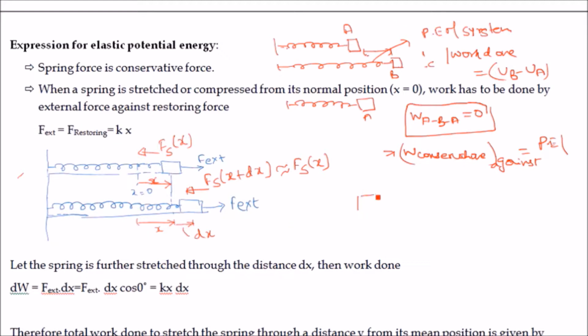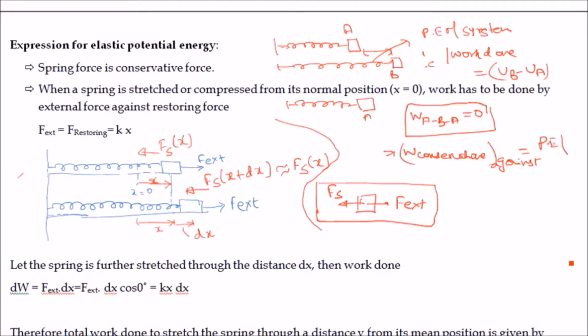So what will be the force in this case? We will apply the external force F external such that it just counters the spring restoring force, in order to calculate the value of elastic potential energy. So F external is equal to F restoring, and it is equal to Kx. Now we will calculate the work done by this external force from point A to point B.